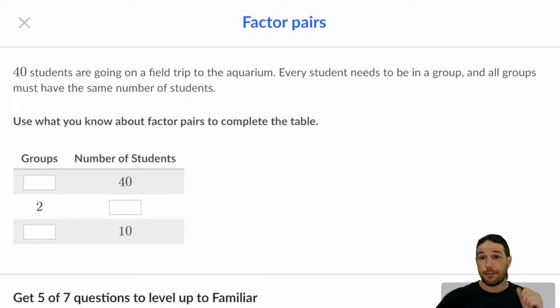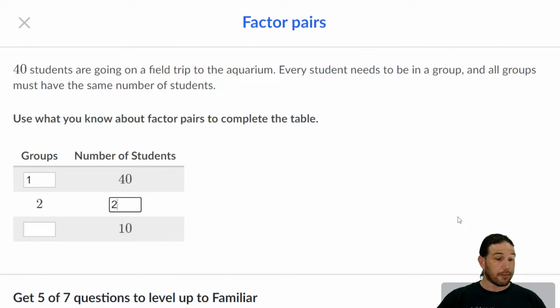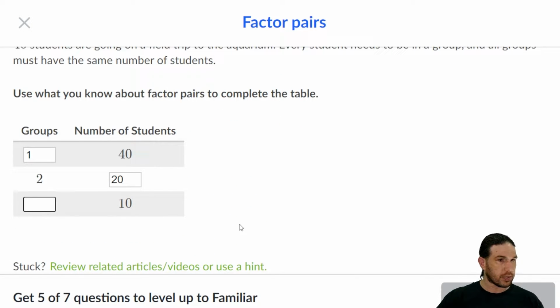So we could say, if there are 40 students, that would be, well, one group of 40, right? It wouldn't be a very practical solution, but it is a possible solution. We could do 2 groups, which would have 20 each, right? 2 times 20 is 40. Or we could do 4 groups that have 10 students in each group.